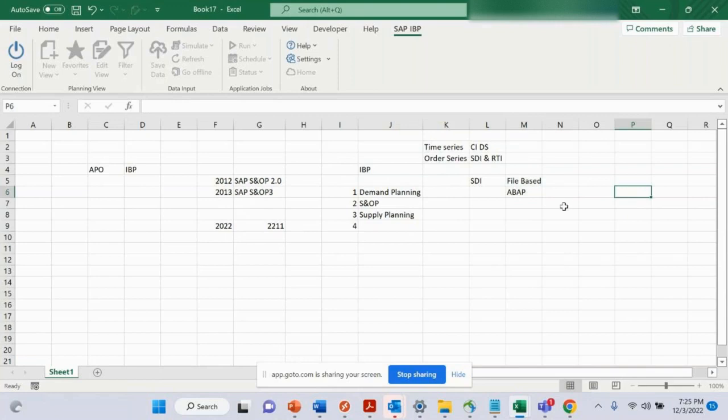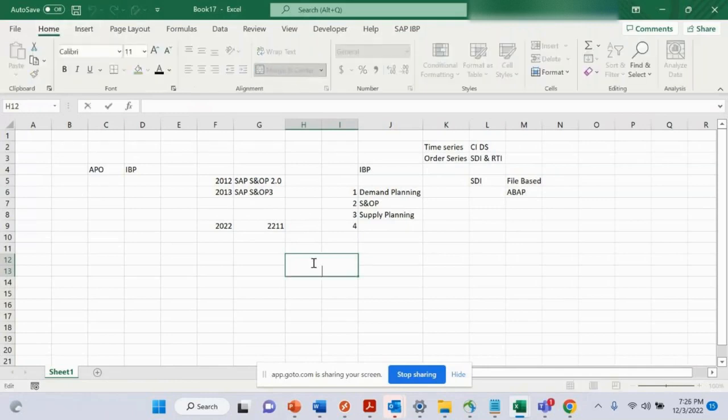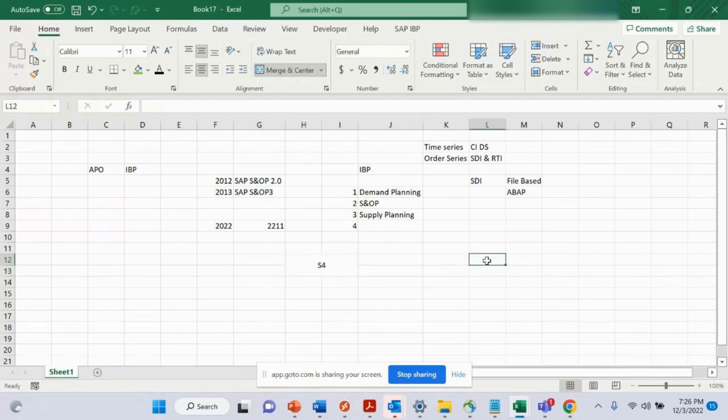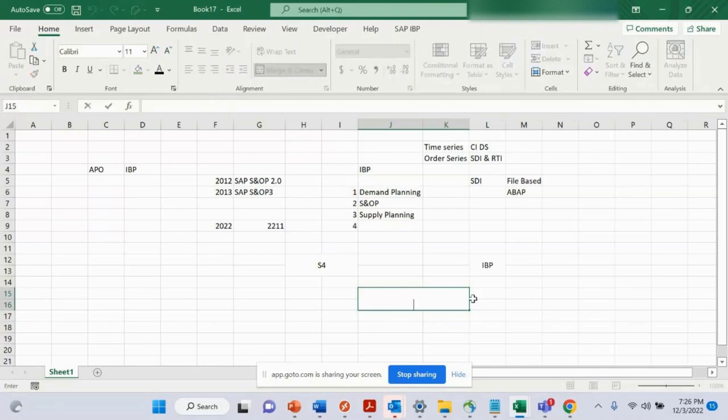What is the difference between these two? In one line, file based adapter means we have one source system. Say that in the source system we have S4 as a source system, and we have IBP. Now to integrate between these two, in the case of the file based adapter, we need to have one server in between. Here you can say the SDI server.